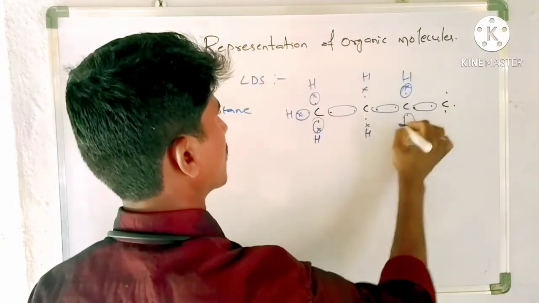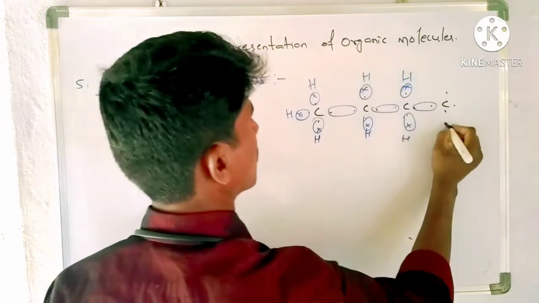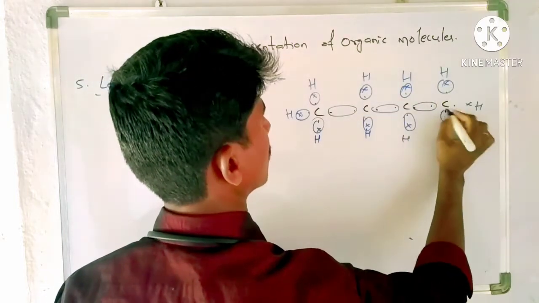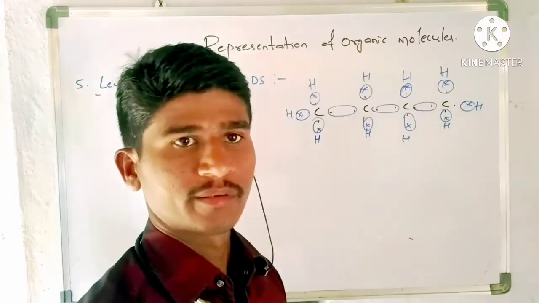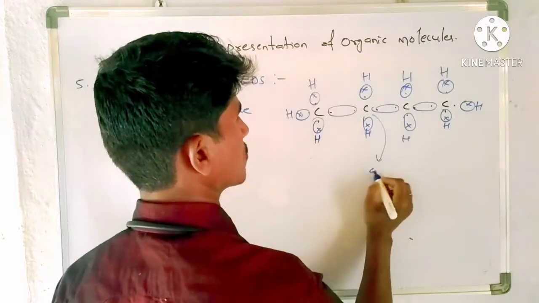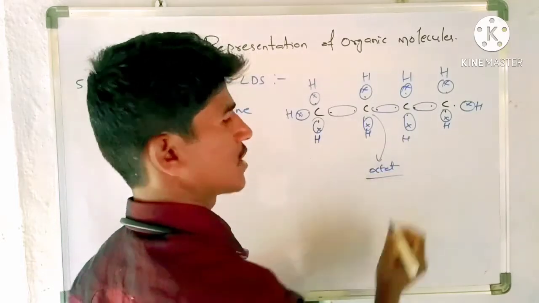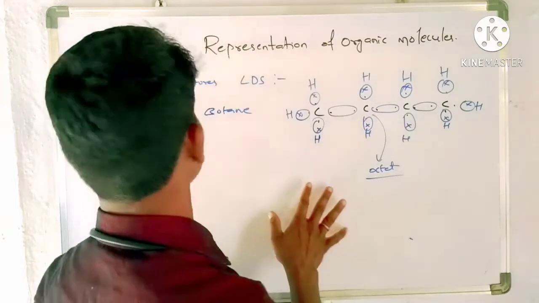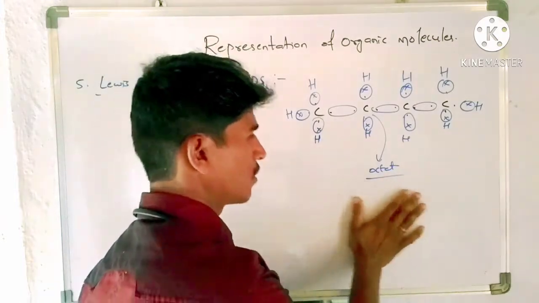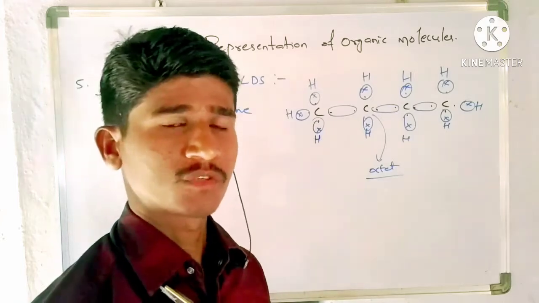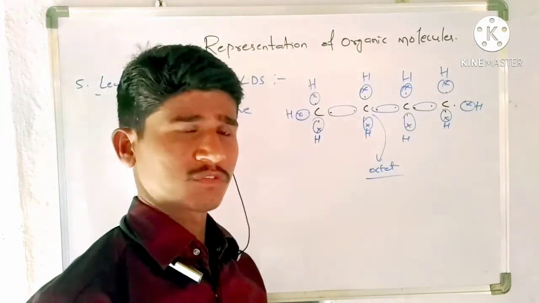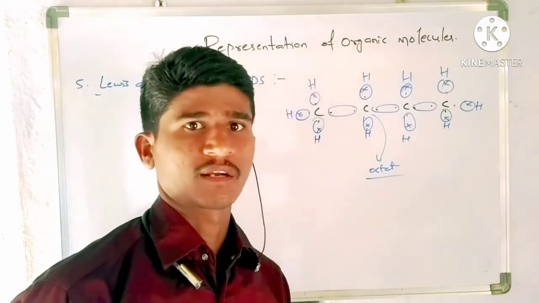Hydrogens, this is also a bond, this is also a bond. Each carbon got 8 electrons in its valence shell. So each and every carbon follows the octet rule, and it is stable. So this is Lewis notation, but this is highly difficult, because it is not possible to represent all organic molecules like this. So it is somewhat difficult. The best representation we have to use is bond line notation or condensed structural formula.